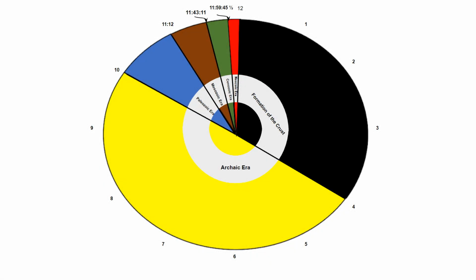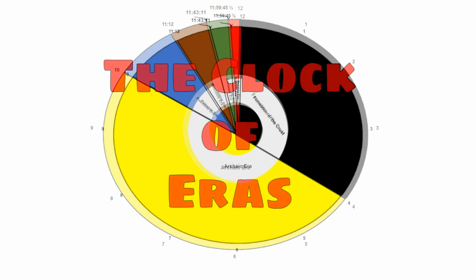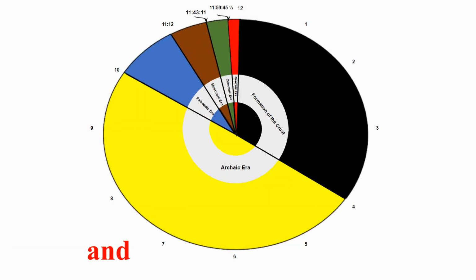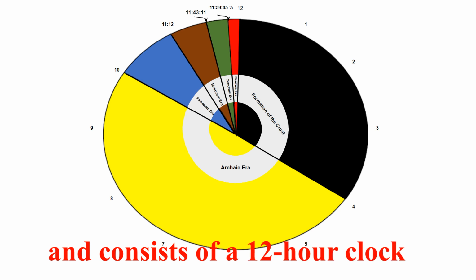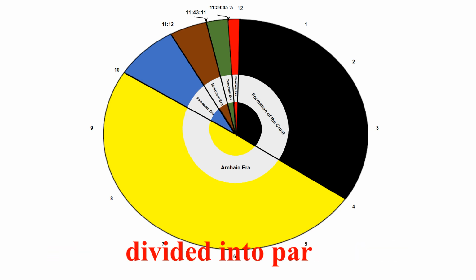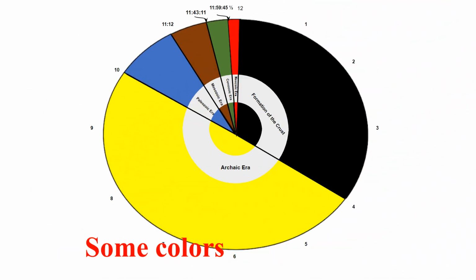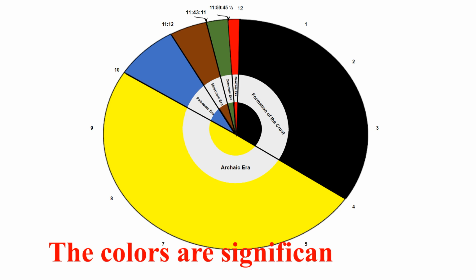Good day, everyone. Today we are going to learn about the clock of eras. This chart is partly factual and partly impressionistic and consists of a 12-hour clock divided into parts. Each part has a particular color. Some colors are the same on the timeline of life. The colors are significant here.